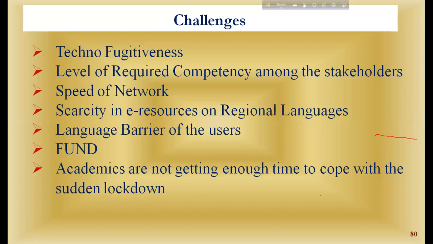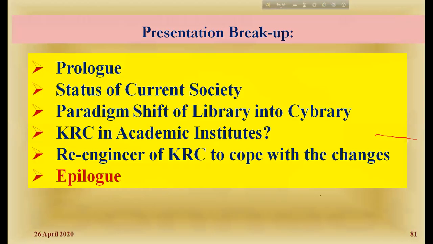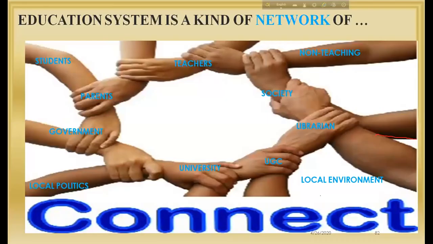So academics are not getting enough time to cope with the sudden lockdown period to equip themselves and to chase this kind of lockdown period. Then let me conclude that we are requiring wire network, telecommunication network, technological network, but before that, we need to have our mental network: teachers, parents, students, government, EDC, society, non-teaching officers. This kind of mental network and connection is the prerequisite to offer and delegate proper library services.